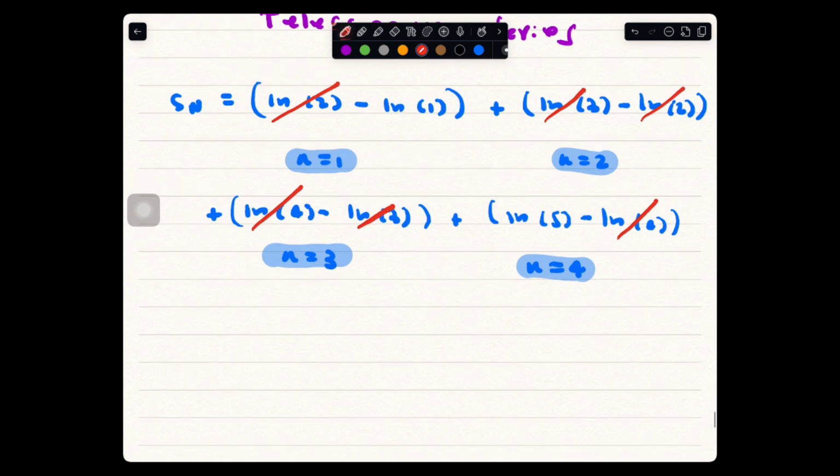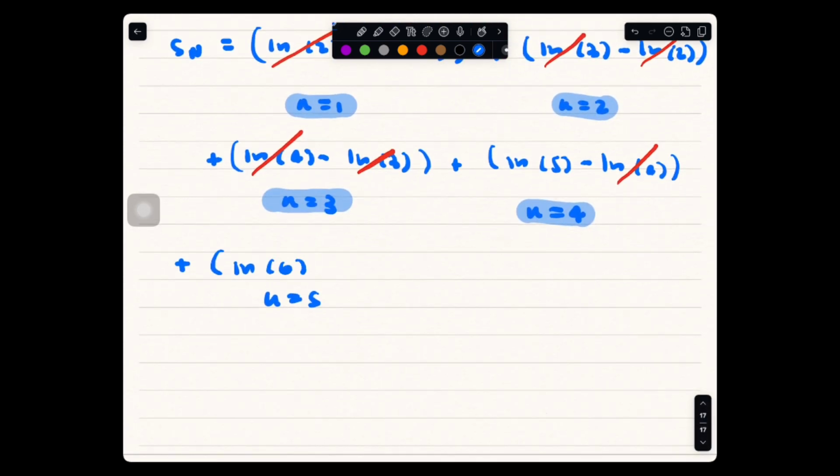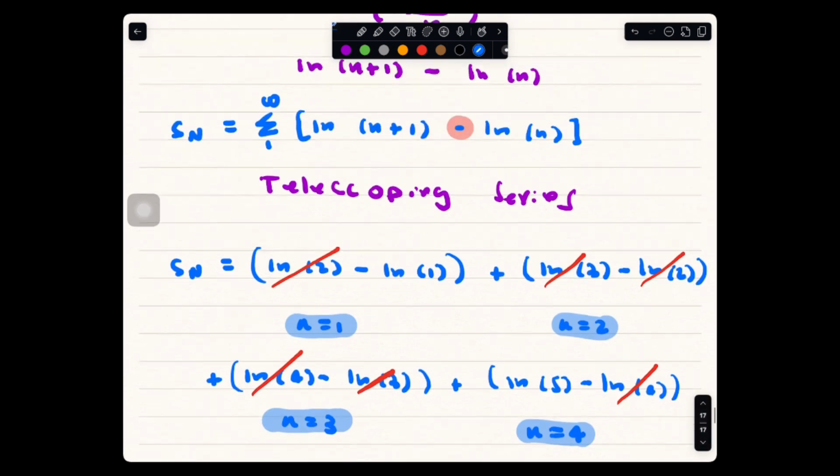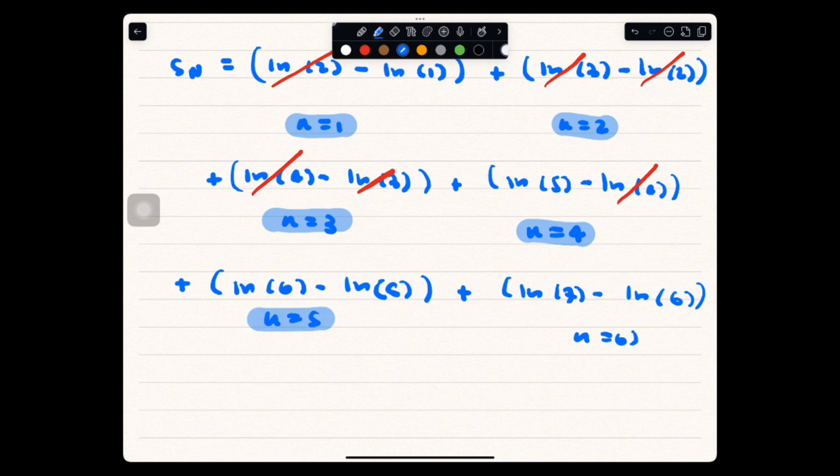So let's take a look at some more to see if we can see a pattern. This is when n is 5. We get natural log of 6 minus the natural log of 5. Then we get natural log of 7 minus the natural log of 6, when n is 6. Okay. And so this is going to tell us some more information.